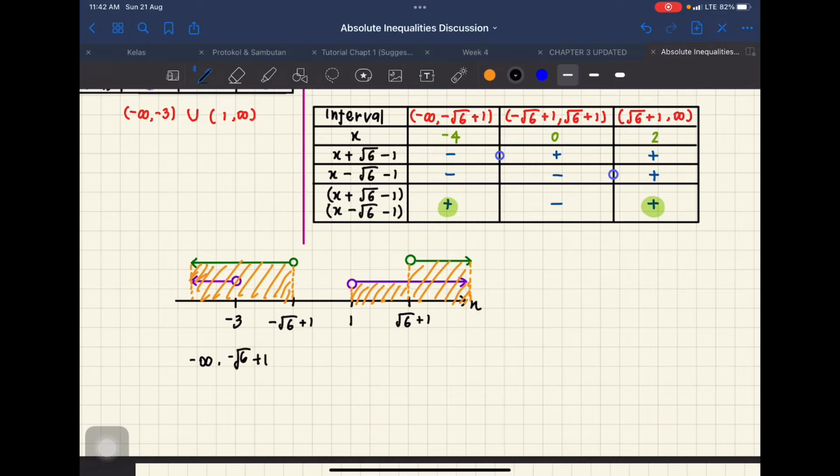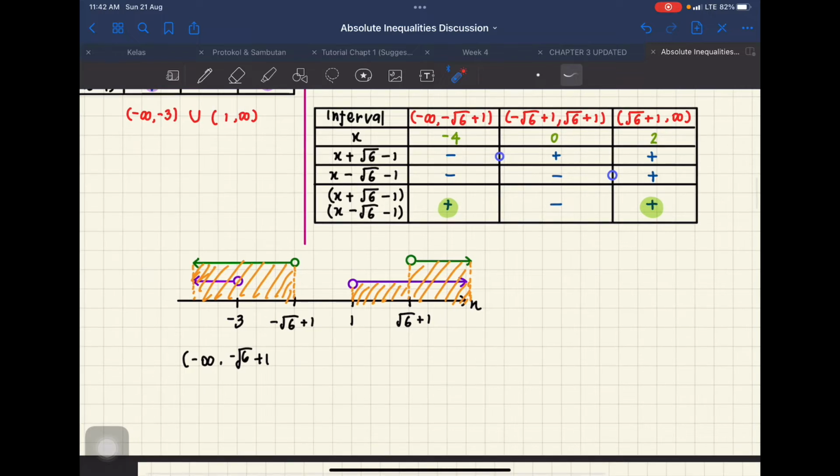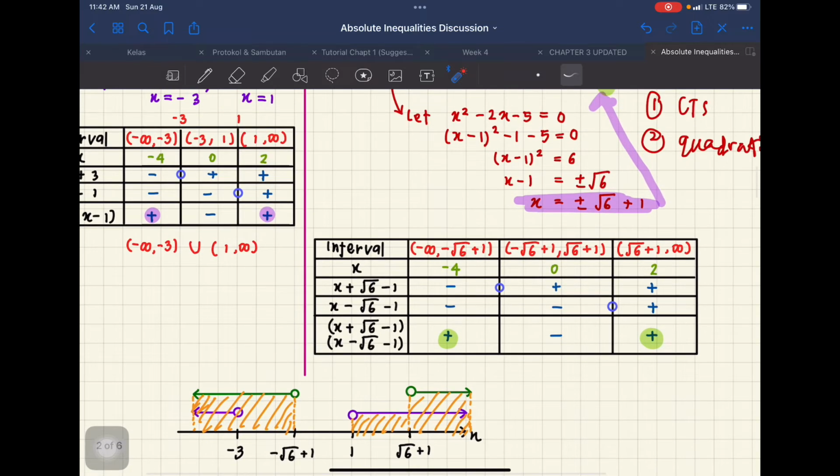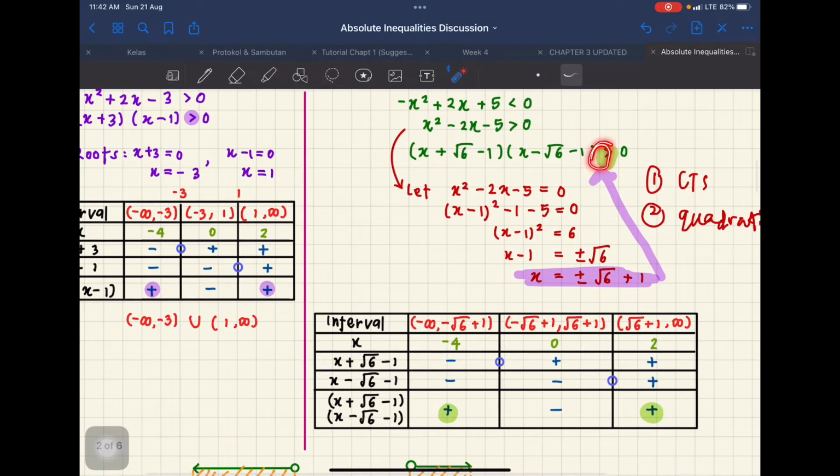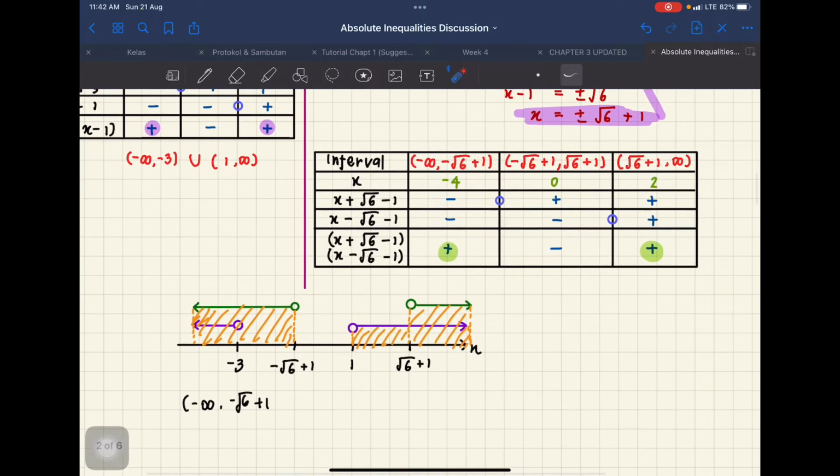Okay, and then infinity is always open. Tak kisahlah negatif ke positif. Okay, and then this one over here, dia adalah empty circle. Kenapa dia empty circle? Bila awak tengok dekat sini, dia adalah open bracket kat sini. Okay, patah balik. Kenapa open bracket? Sebab dekat sini tak ada equal sign. So, bila tak ada equal sign, dia jadi open bracket, dia jadi empty circle. Okay, so kat sini pun empty circle. Okay, so biar dulu. So, tengok yang kedua pula.